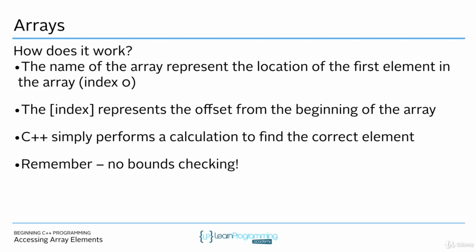If you have an array of 5 integers and you ask the compiler for the integer at the 10th index, it will gladly do the calculation and give you whatever happens to be at that location. It's your responsibility to be sure that you're within the bounds of the array. Now let's head over to CodeLight and use what we learned and write some code with arrays.